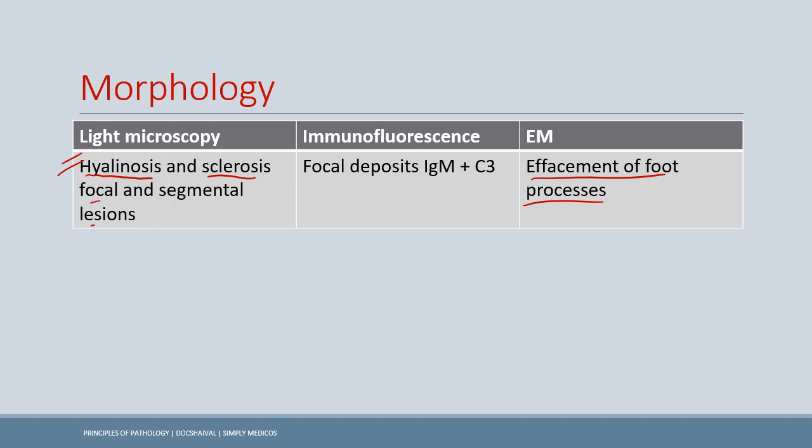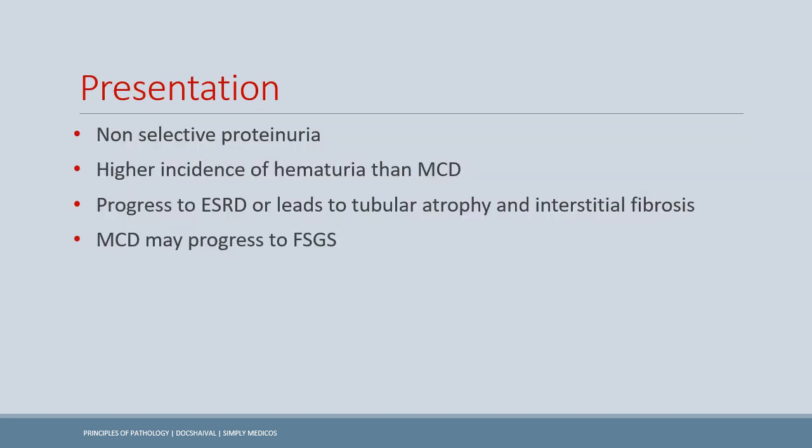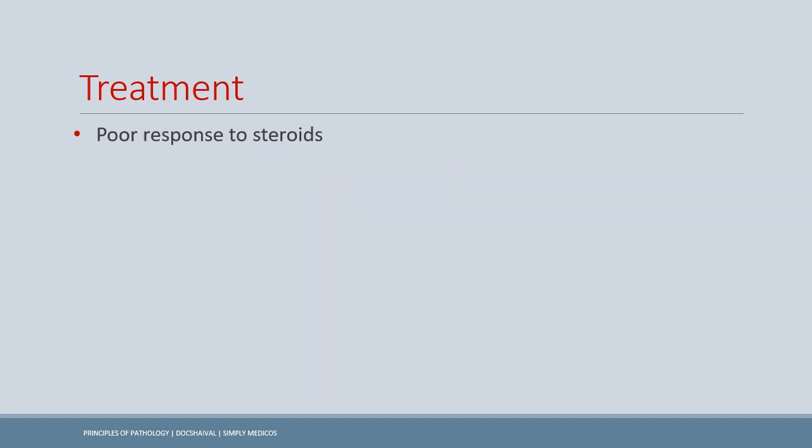Then immunofluorescence is not very important over here. You can skip that if you want. The proteinuria is non-selective. This is in contrast to the MCD, and we have a higher incidence of hematuria, although hematuria is a feature of nephritic syndrome, but we also see it in nephrotic syndrome. Now, the progression to end-stage renal disease is there, and you would see tubular atrophy or interstitial fibrosis in advanced cases, and MCD may progress to FSGS. The response to the steroids is poor, and this is again in contrast to the MCD.